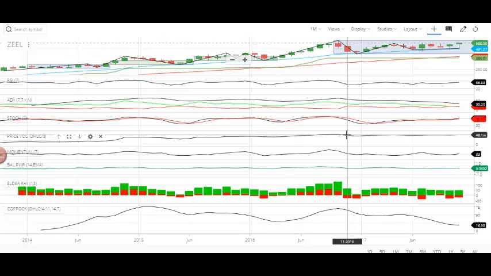So ZEEL is right now undergoing a sideways movement pattern, and it is trading in a range bound fashion also. So at this moment the stock cannot be considered for long term investment. The conclusion is the stock is good for short term trading, but cannot be considered for either medium or long term investment. So that is the conclusion, guys.